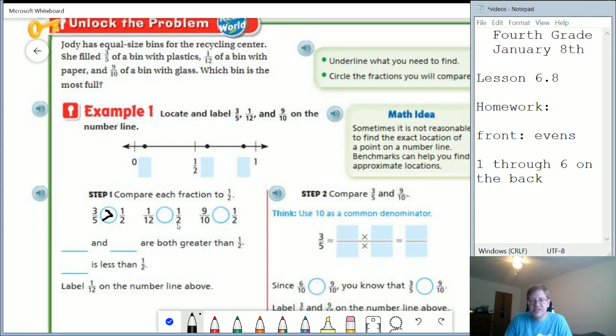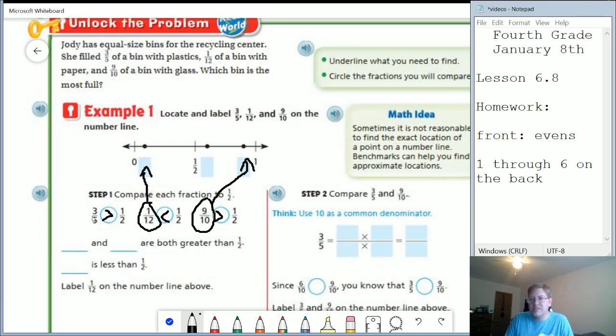1/12 is going to be really close to 0. So we're nowhere near close enough to be halfway on that one. And so that should suggest that this one is going to go up here. And then 9/10 is almost a whole. It's just one part away from being a whole, but we're working with really small parts. So we're very, very close to being a whole. So this one is going to go up here because it's almost at a whole.